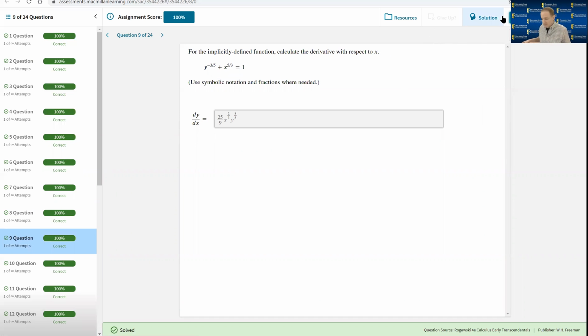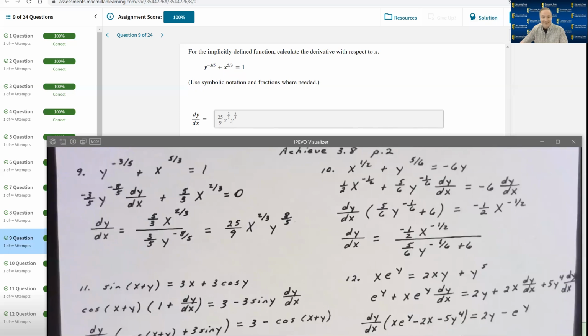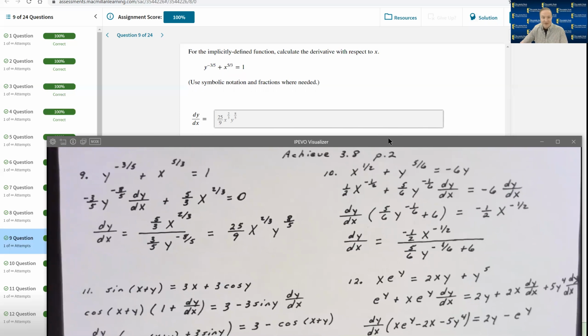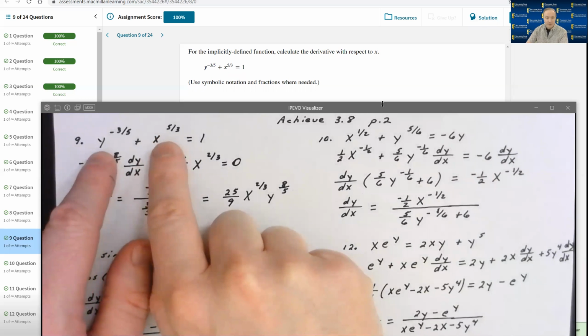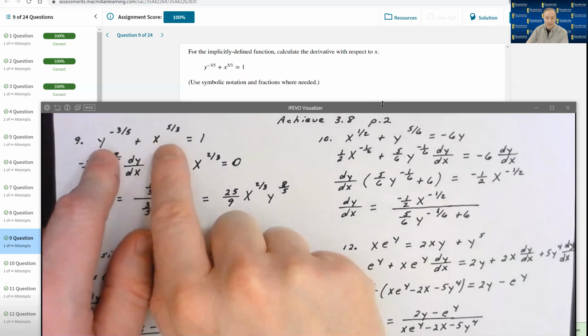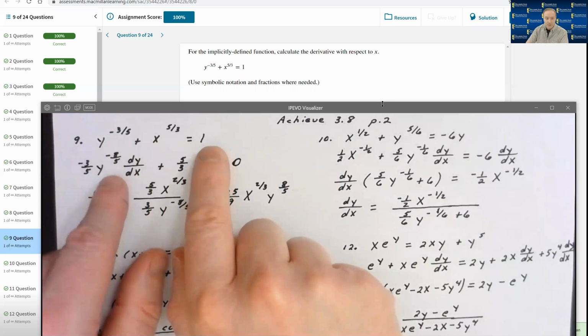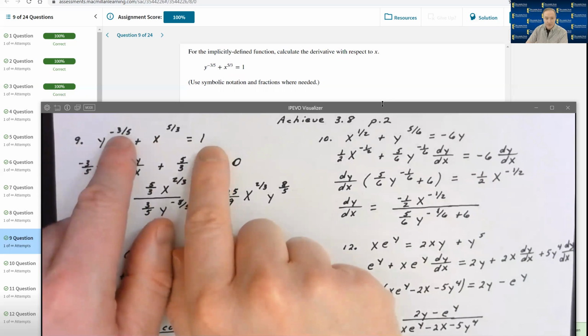Now, next page here, at least of my work, I started working on number 9, where it asked me to find the implicit derivative for y to the negative 3/5 plus x to the 5/3 is equal to 1. Well, my work in that problem is as follows. So I said, all right, if this is my original function here, y to the negative 3/5 plus x to the 5/3 is equal to 1, take the derivative of the first term.